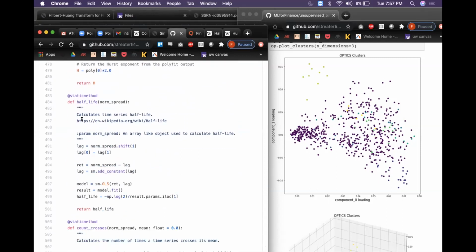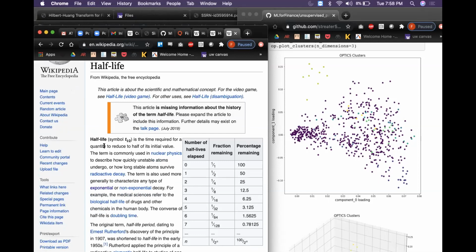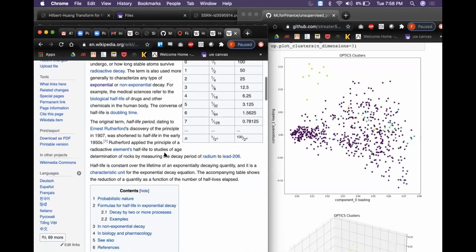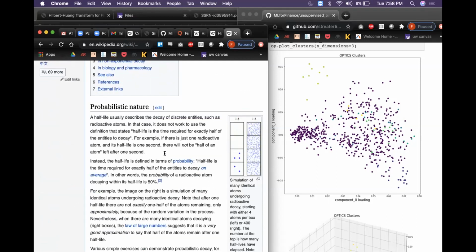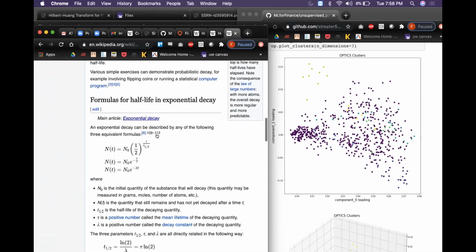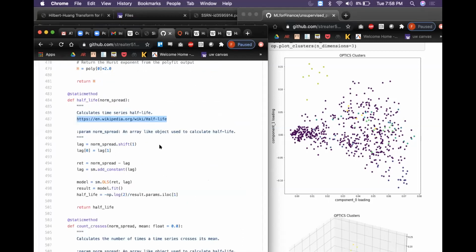For the half-life, you can find the formulas over here. It's the time required to reduce to half its initial value. It's common in a lot of different fields outside of finance as well, but this is where you can find the formulas that I just turned into Python code for the half-life function. So you can just find those there.